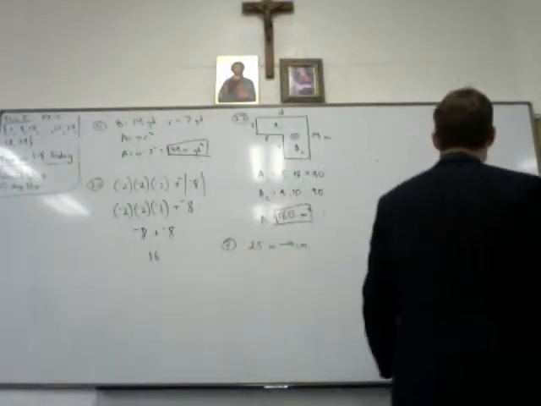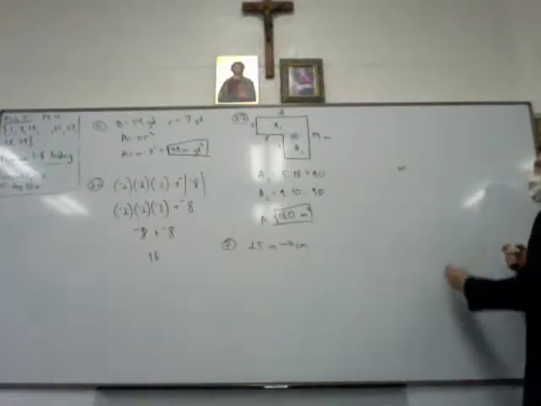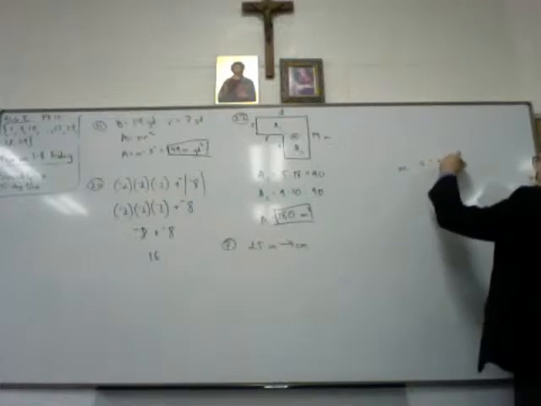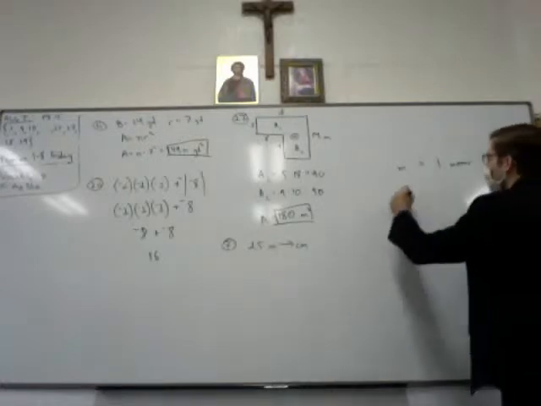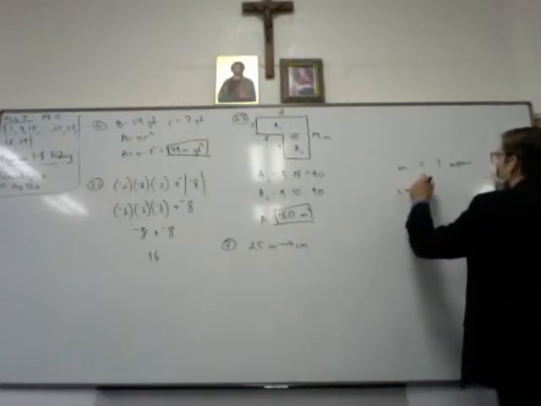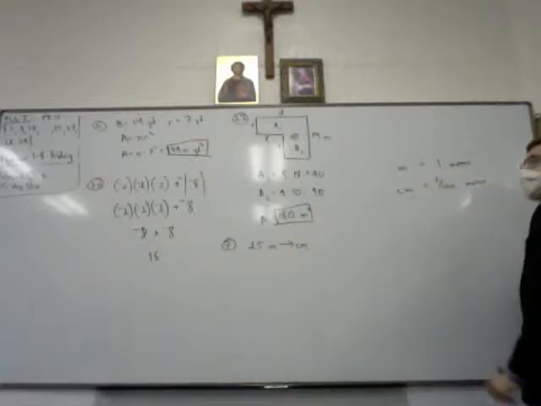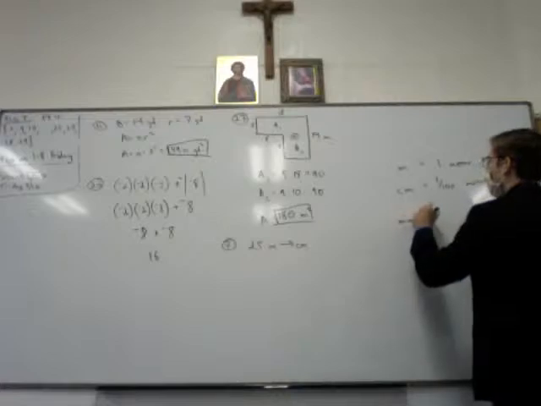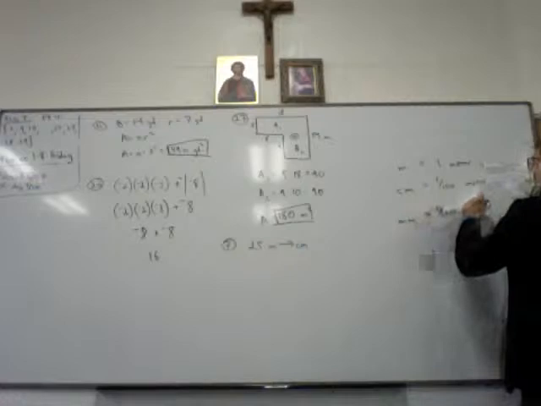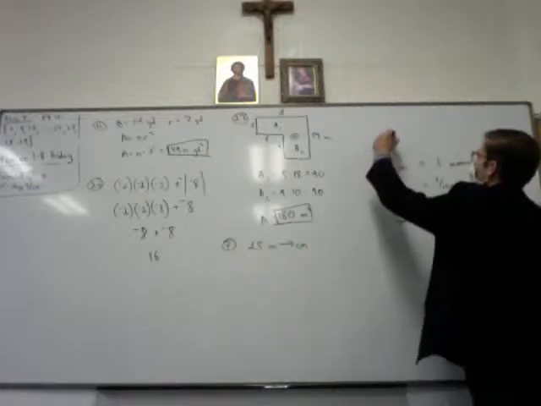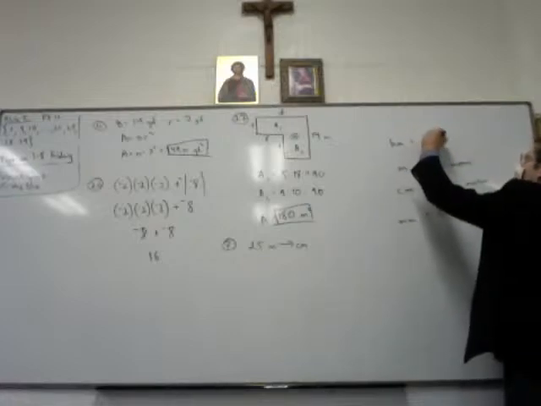So, the metric system. We've got a meter. A meter is 1 meter. A centimeter is 1/100 of a meter. A millimeter is 1/1,000 of a meter. We've also got a kilometer, which is 1,000 meters.